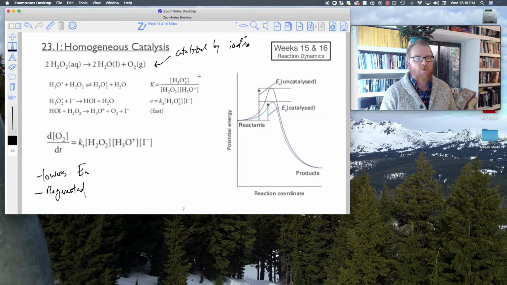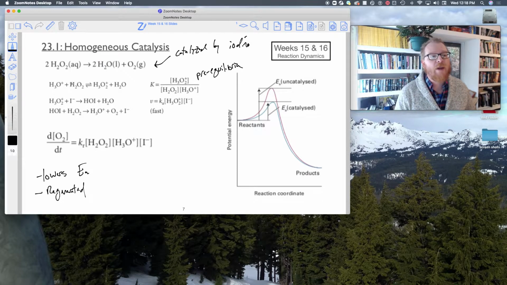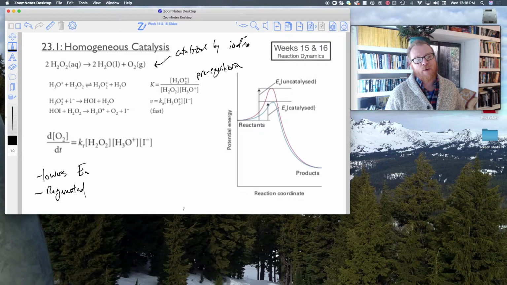So this step is often referred to as the pre-equilibria step because it involves a hydronium ion donating a proton to hydrogen peroxide to make this rather odd H3O2 plus cation, okay? And so it's this cation that's unstable that can react with the iodine catalyst and make this HOI intermediate. So I'm going to circle the intermediate in red.